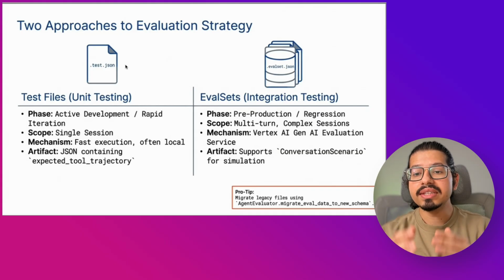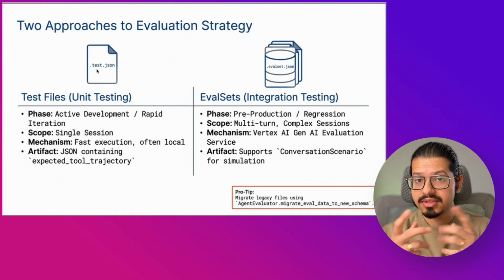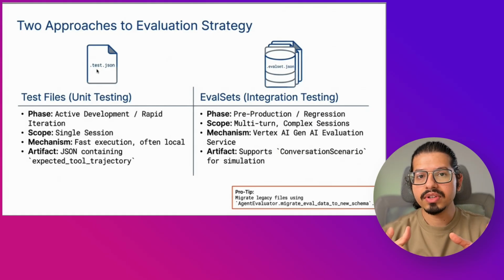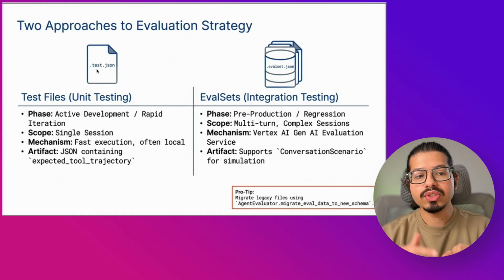The second is the EvalSets, which is typically used like integration testing. Now this is a single file. It may contain multiple sessions. Each session could be a complex multi-turn scenario. So when we start the development, typically we use the test files, which help us to iterate quickly. And then we gradually move to EvalSets, which help us ensure the stability before production.